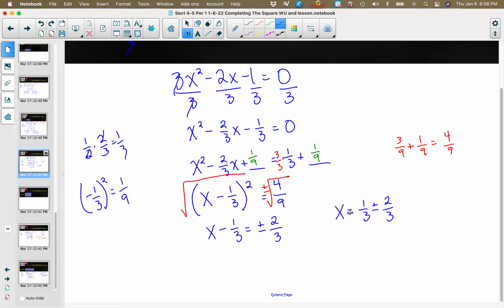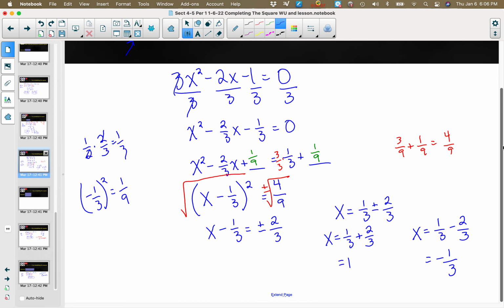But remember, we can't just leave it like that. There's no radical in this, so we can actually work it out. So we get x equals 1/3 plus 2/3, which is 3/3, which is 1. Or x equals 1/3 minus 2/3, which is negative 1/3.